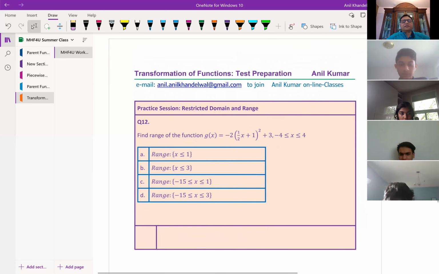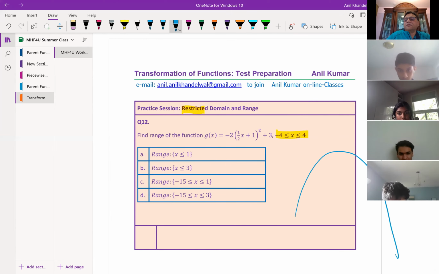Vishruta, I'd like you to answer the next question, question number 12. Find the range of the function. I think it's going to be... This is a restricted function. So we do have a parabola. Definitely the parabola is opening downward, something like this, correct? We have a parabola, but we are given a particular domain, right? Restricted. So don't think that all real numbers is the domain. No. Only a part of the parabola we're talking about, whose domain is given to us from -4 to 4, correct?